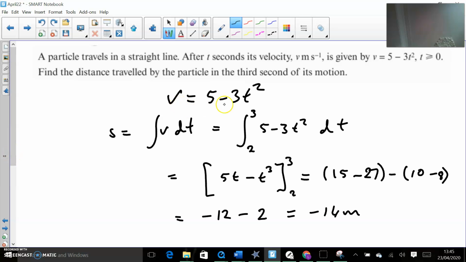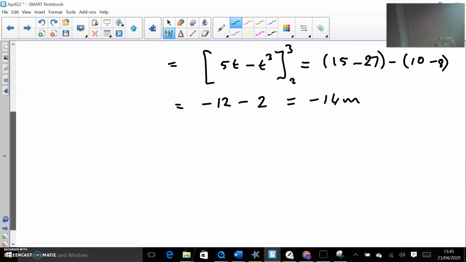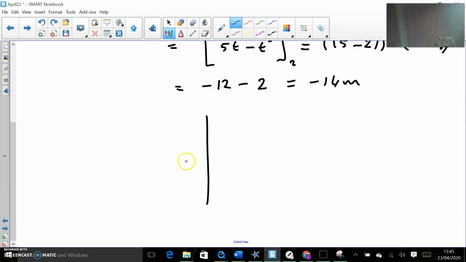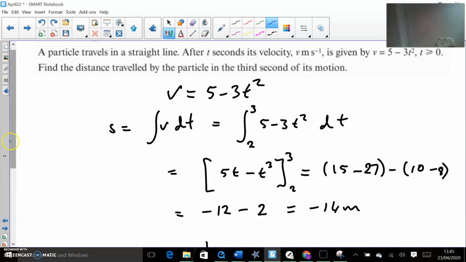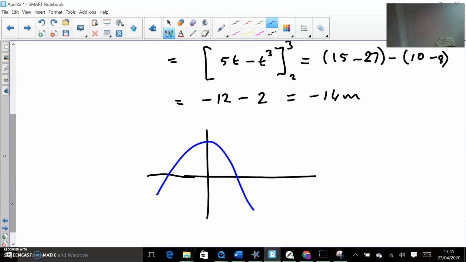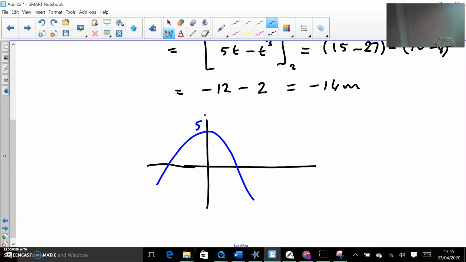So if you see what's going on here, if we were to sketch the graph of v is 5 minus 3t squared, then that is going to look like, if we have the whole thing, 5 minus 3t squared is like that. It's a parabola, minus t squared. And of course it's got 5 minus 3t squared, so we would translate it 5 that way. And so if t is 0, that would be 5.